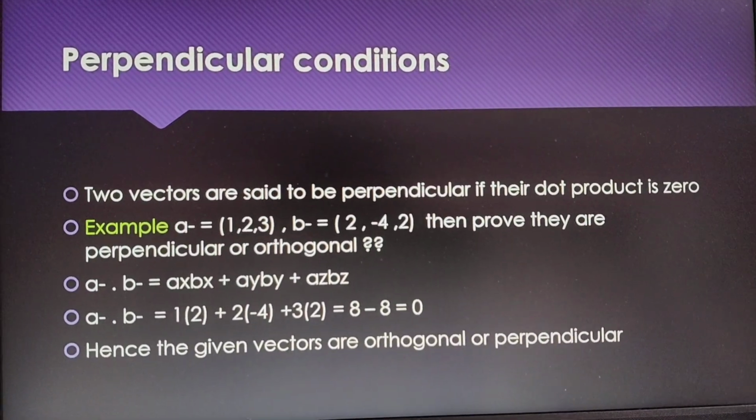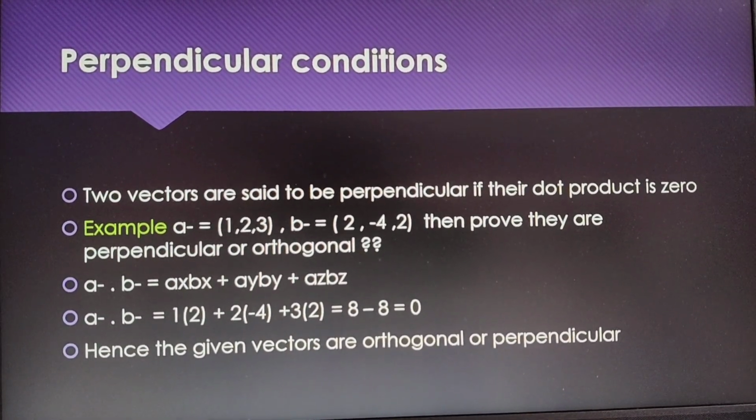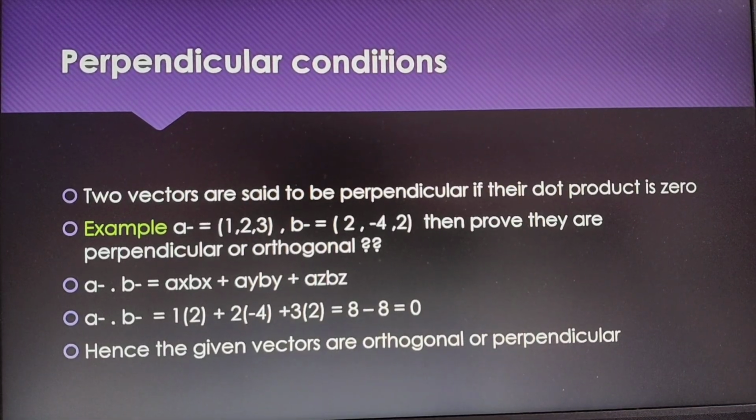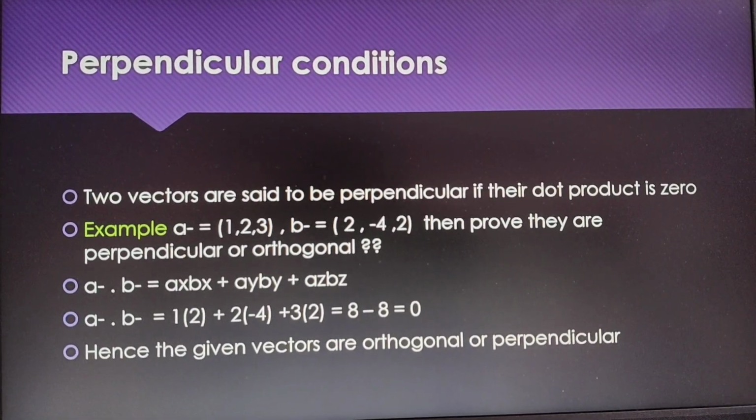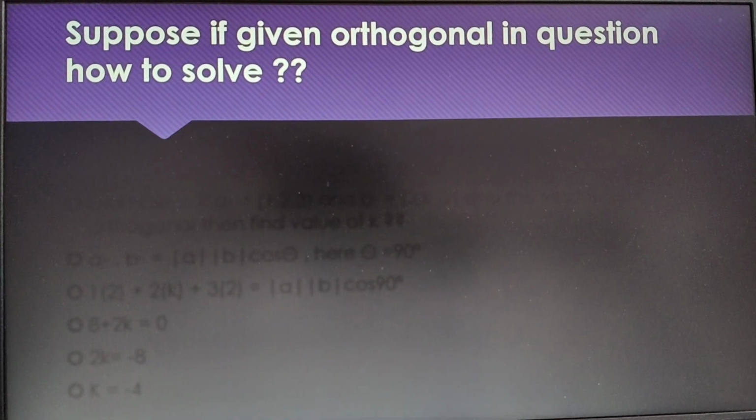This is one formula. Another one will be the orthogonal condition. See this. In this example, I have used the components formula because they are given direct components. Then you will get the answer.